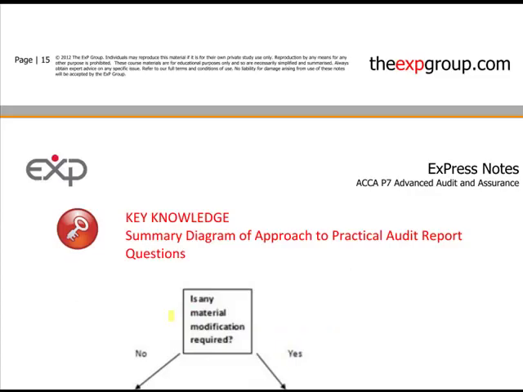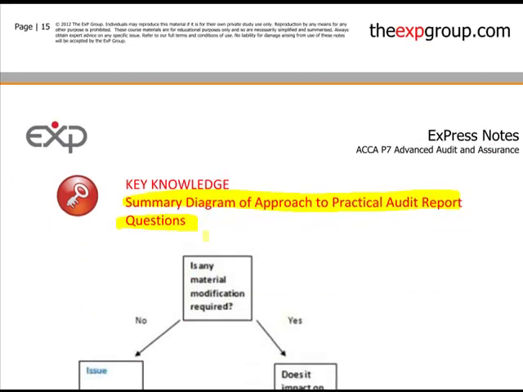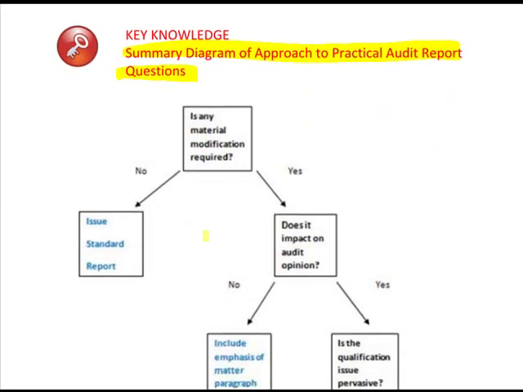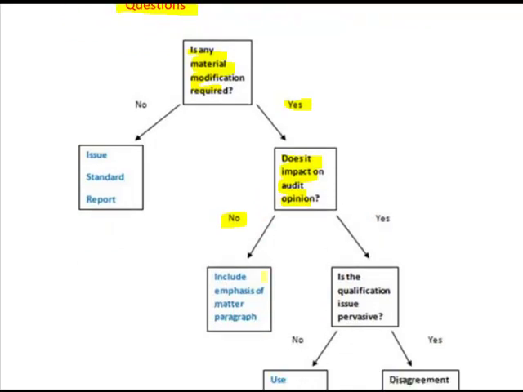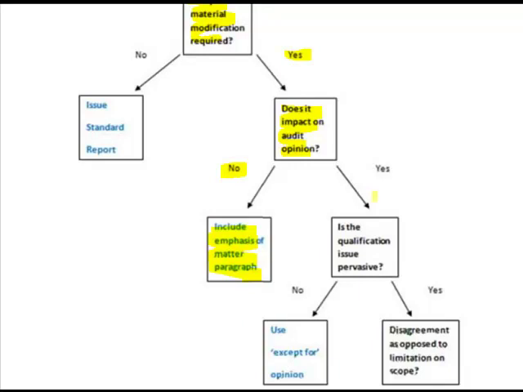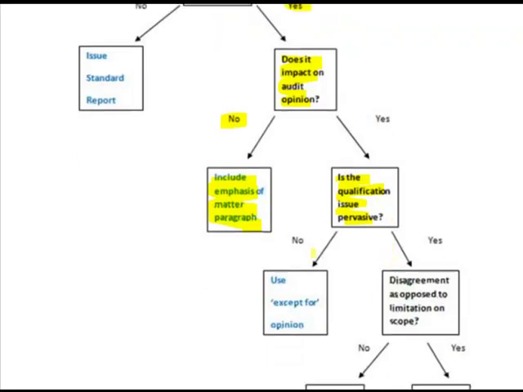I think a diagram approach is quite useful for what we've just talked about. So let's work our way through it. Is any material modification required? So is something material? If the answer is yes, does it impact on the audit opinion? If no, just include an emphasis of matter paragraph. If, however, it does affect the audit opinion, is the qualification issue pervasive, i.e. throughout the whole accounts? If the answer is no, then you have an except for opinion.